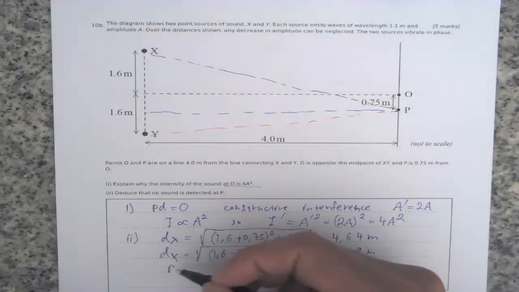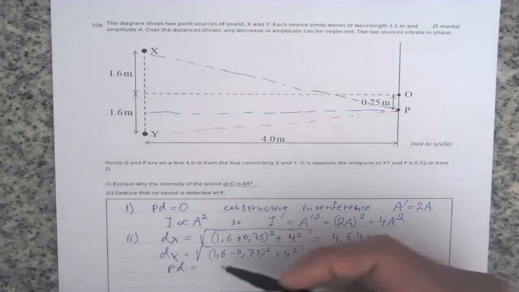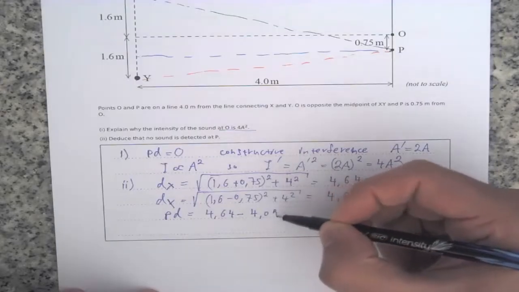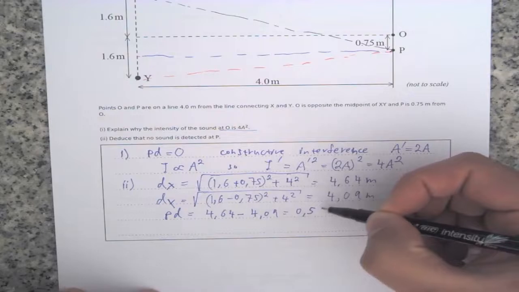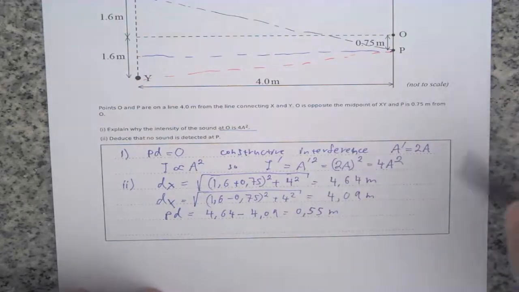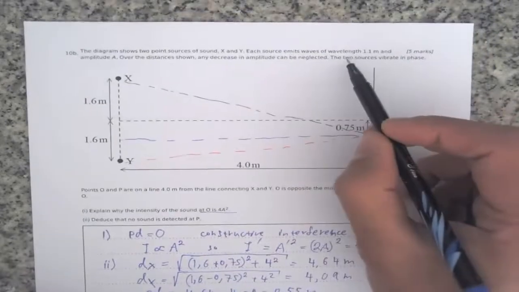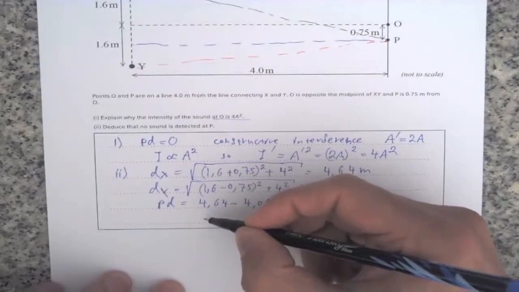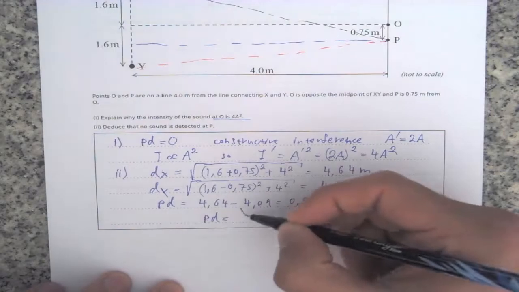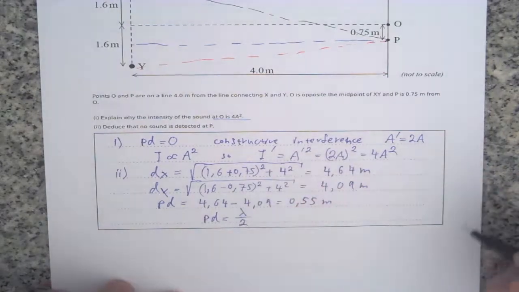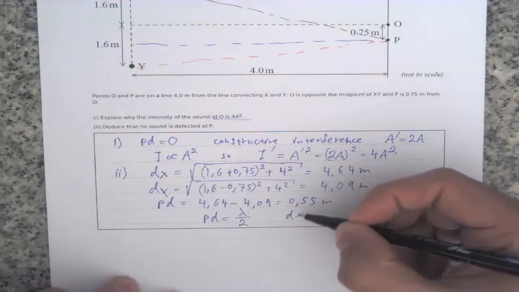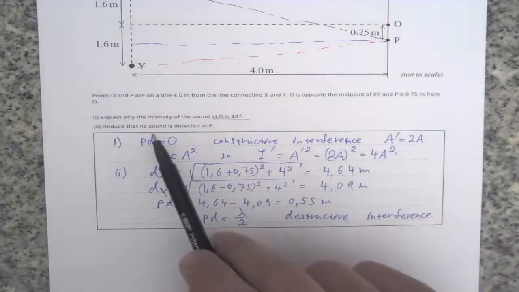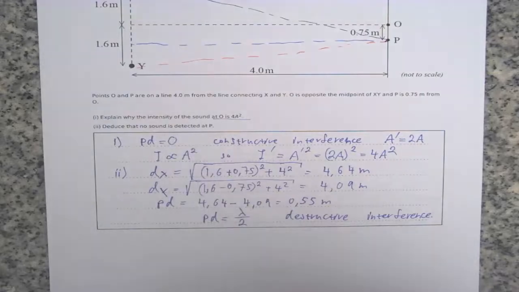So your path difference now, based on that, is 4.64 minus 4.09, so it is 0.55 meters. Now the wavelength, it says at the beginning, is 1.1 meters. So the path difference for you is lambda over 2. That means destructive interference. And this is how you prove that you have zero sound at point P.